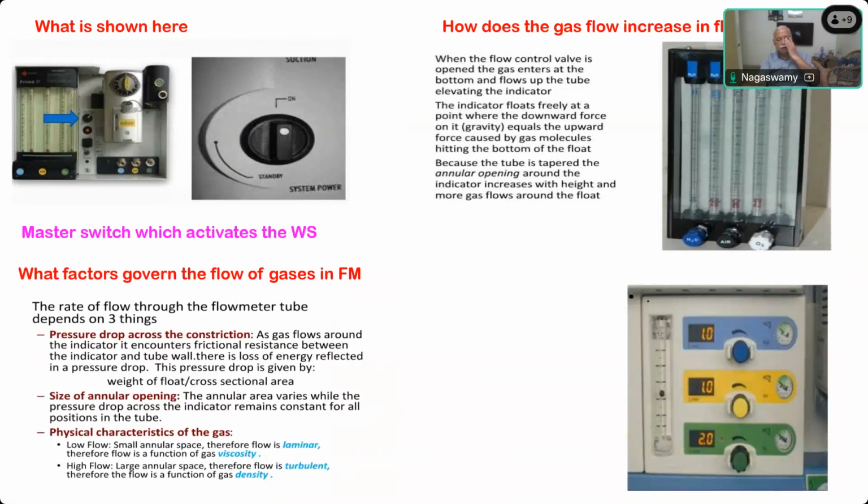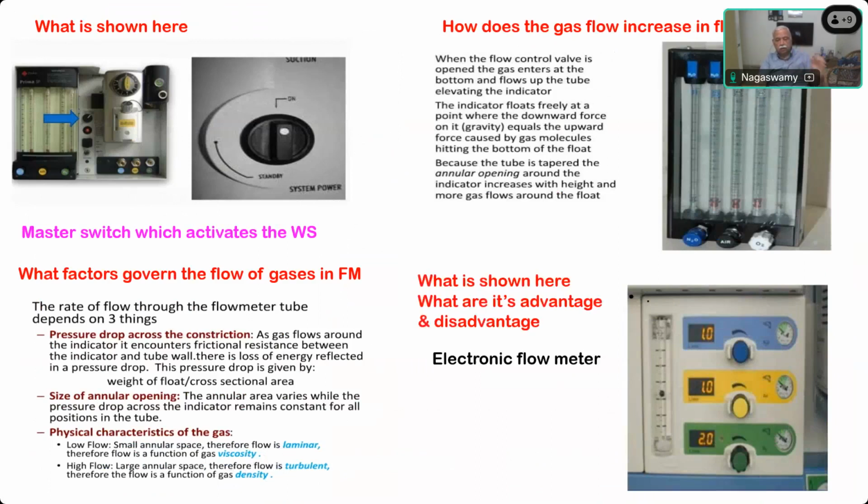And this is, again, a picture I showed you earlier, the electronic flow meter. Advantage of that: the information can be sent to data management directly and it can be recorded. Disadvantage: it will not work if the electricity supply is not there. So you must always have a good working battery in the machine for continuous display and working of this machine.